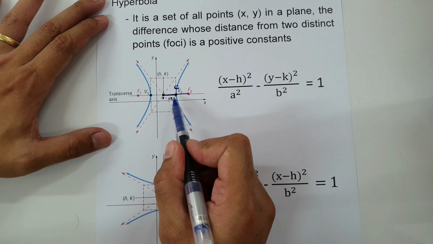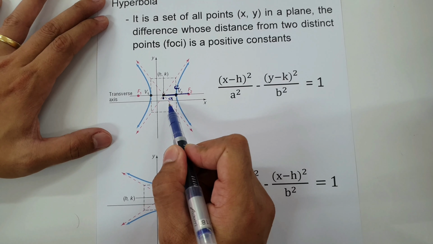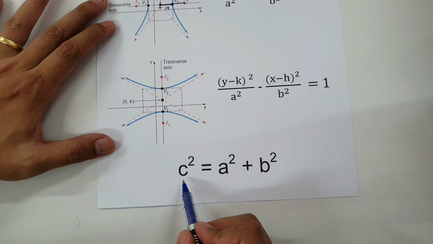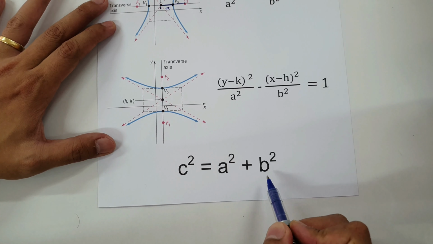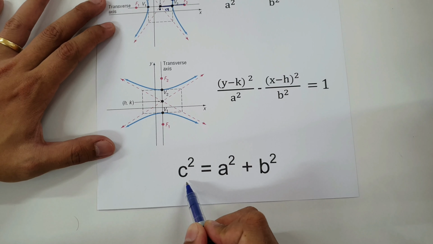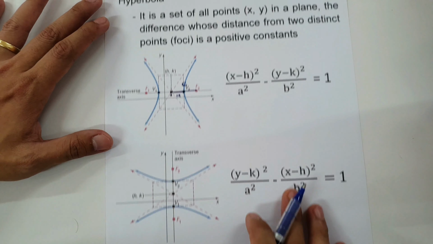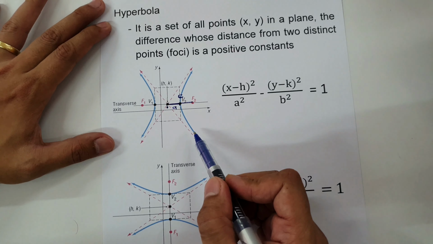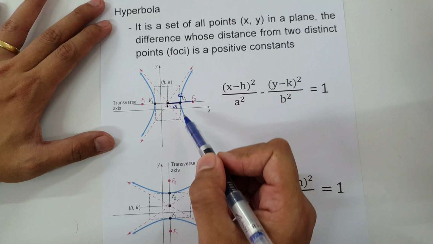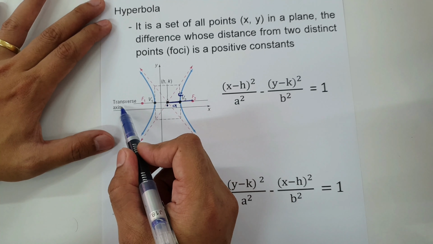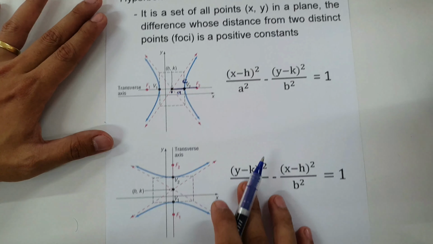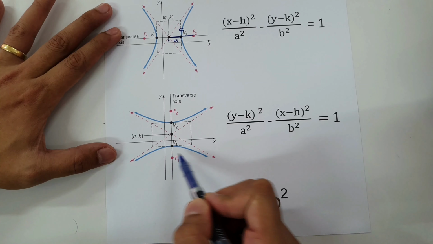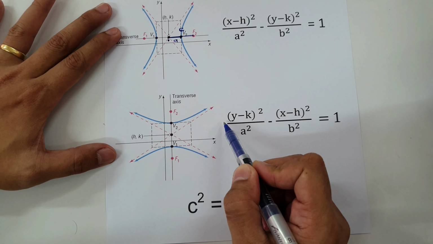As you can notice, c is larger than a. So since c is larger than a, we use the formula c squared equals a squared plus b squared. And this line is what we call the line of asymptote. If our hyperbola opens to the right and to the left, x will be the transverse axis.